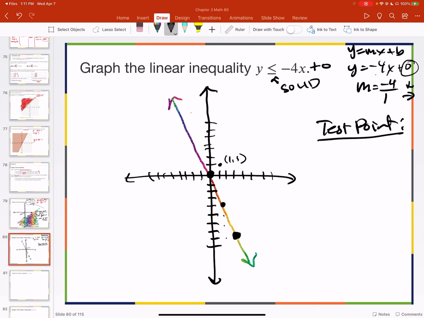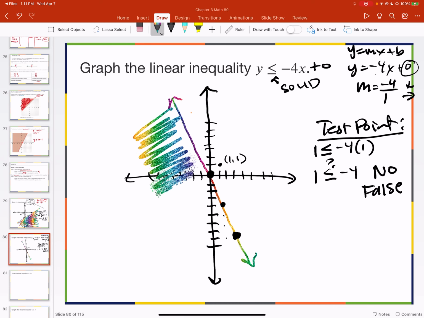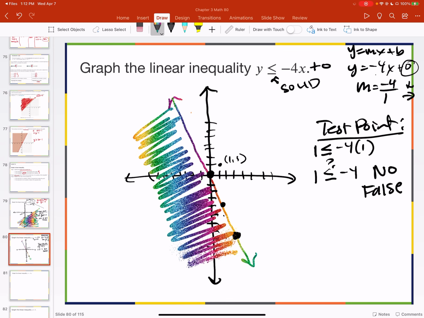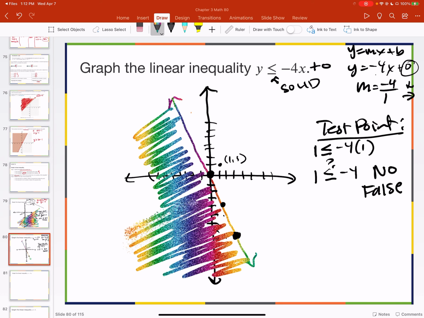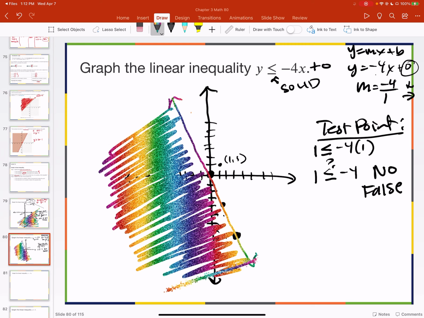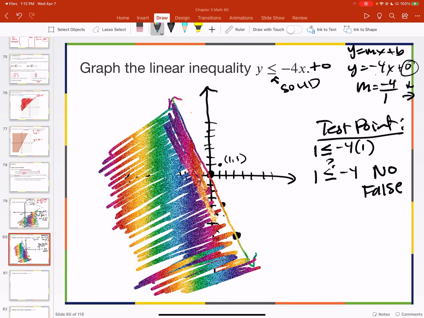That could be our test point. So if we pick 1, 1, we're basically saying, okay, well, is 1 less than or equal to -4 times 1? So is 1 less than or equal to -4? No, that's false. Okay, so that means we shade the other side that does not include the test point. Okay, if it had been true, we would shade the side that includes the test point. Okay, all right. So we shade the other side here. This side right here.